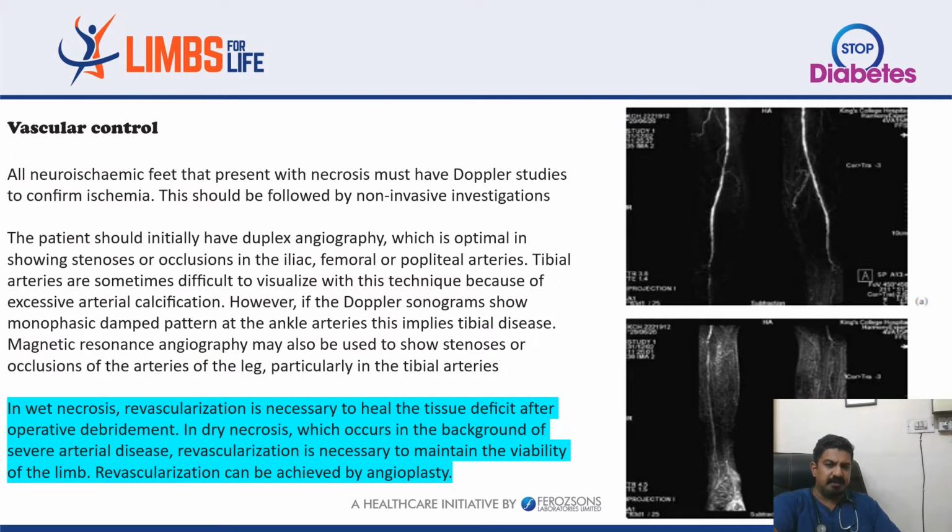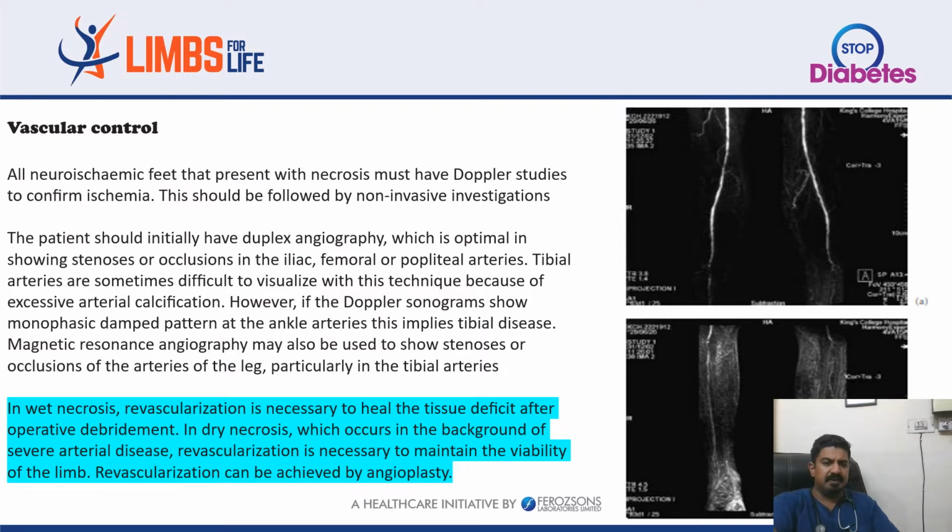The vascular control is very important. All neuroischemic feet that present with necrosis must have Doppler studies to confirm the ischemia. This is a non-invasive investigation, and the patient should initially have duplex angiography, which is optimal in showing stenosis or occlusion in the iliac and femoral or popliteal arteries. Tibial arteries are sometimes difficult to visualize.